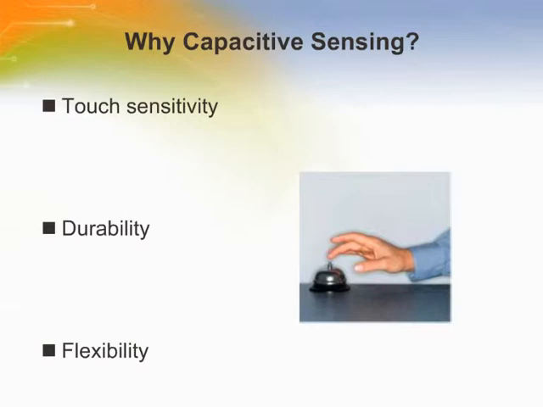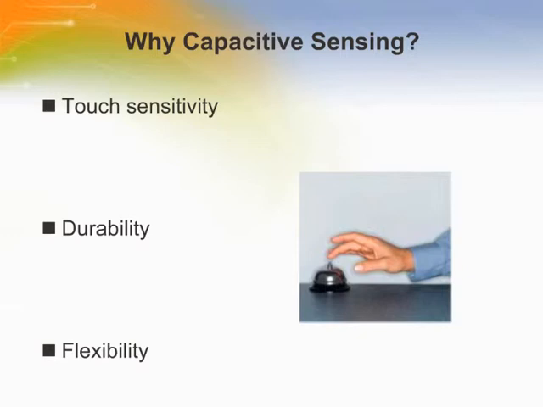Finally, there is flexibility. Because capacitive sensing can be used with a wide range of overlay materials with varying degrees of resolution and accuracy, it is not limited to certain applications. Capacitive sensing can be used in consumer electronics like mobile handsets, MP3 players, digital cameras, and it can also be used in industrial or home appliances like washing machines or kiosks.